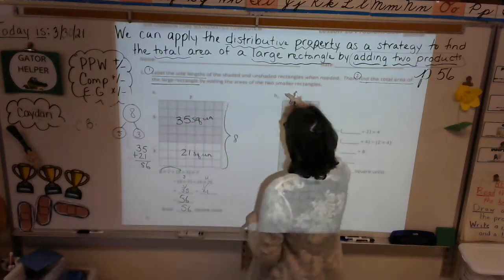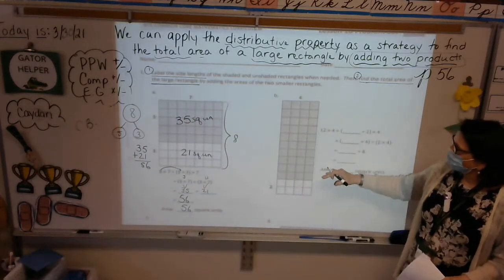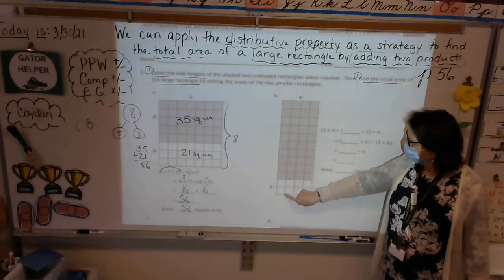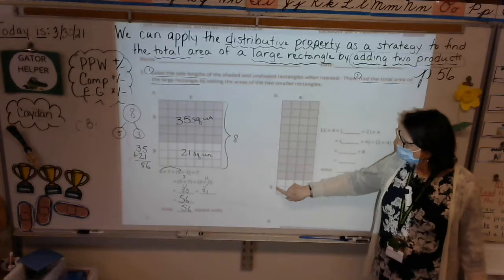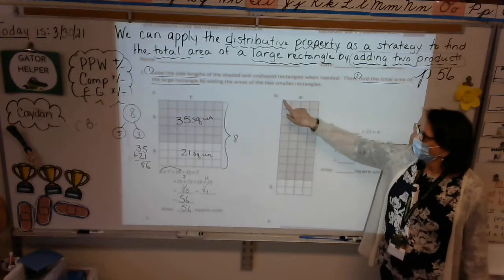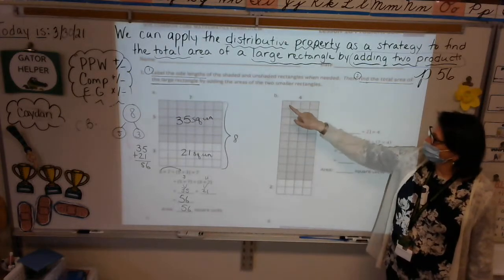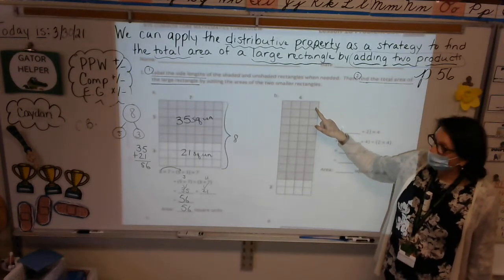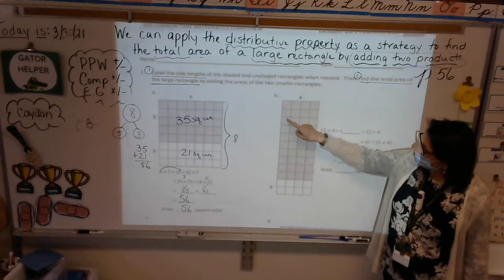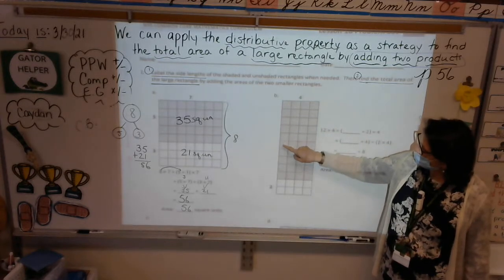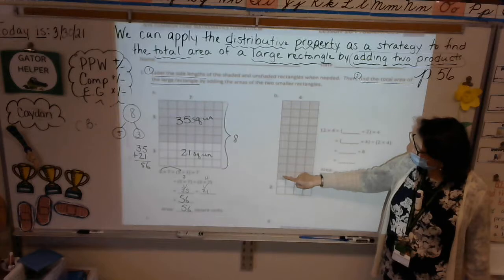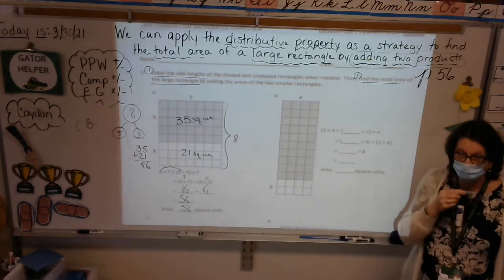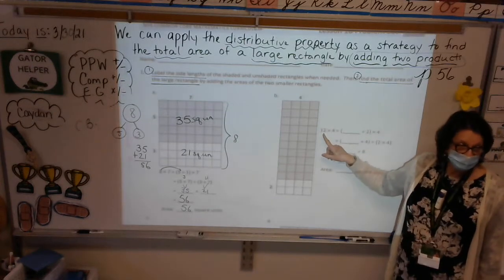Okay, let's look at our next rectangle, okay? So let's look at the big rectangle. Take your finger and trace it. All right? Well, if I look at this big rectangle, one side is 4, but let's count together to find the other side length of the big rectangle. 1, 2, 3, 4, 5, 6, 7, 8, 9, 10, 11, 12. So what do we have? We have a 12 by 4 rectangle, and that's where they get 12 by 4.